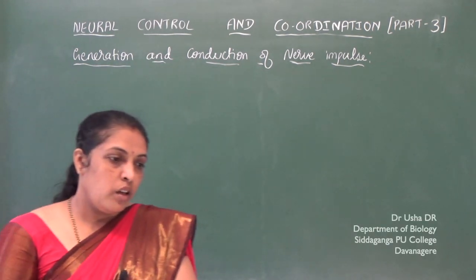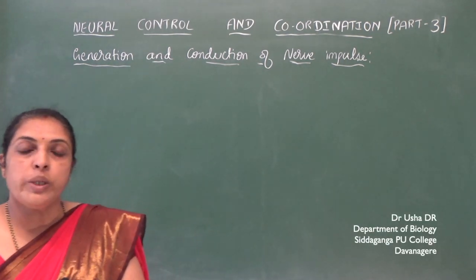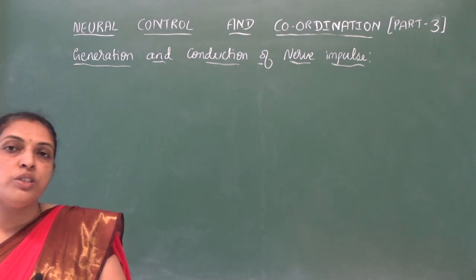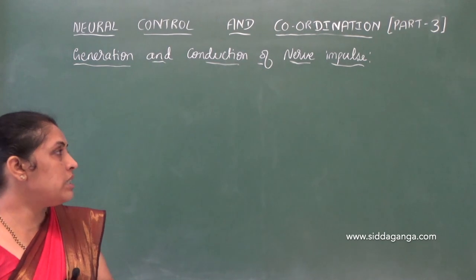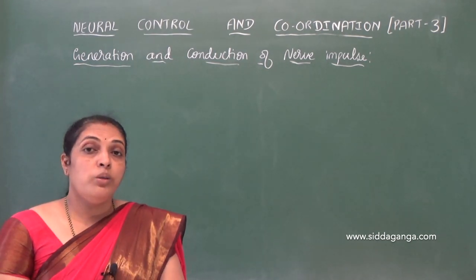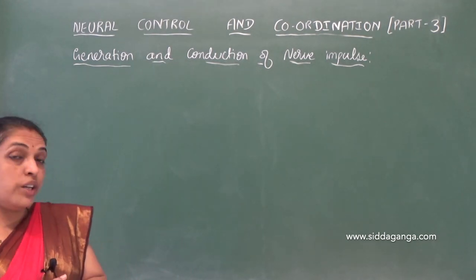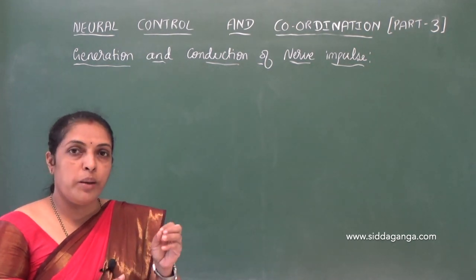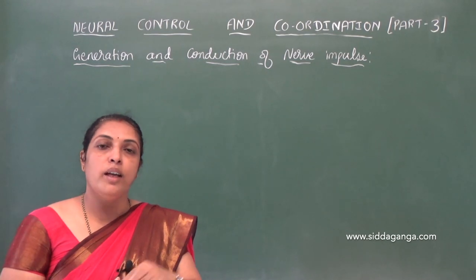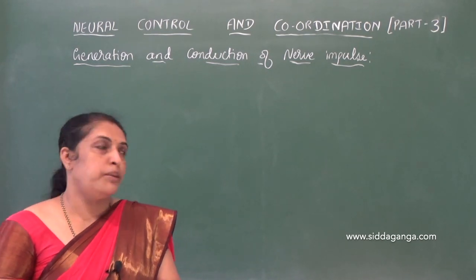Namaste children. So in the previous class we discussed the structure of neurons, the types of neurons, and also the types of neuroglia cells. In this class we'll discuss how the impulse is generated and how it is transferred to the other neurons, how impulse is generated and conducted along the nerve fiber.